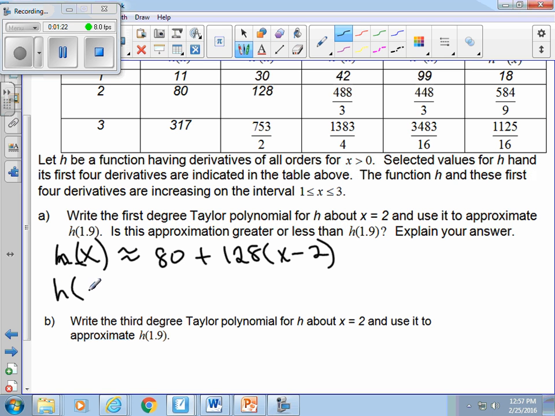H of 1.9 is approximately 80 plus 128 times negative 0.1. So it would be negative. Yeah, 1.9 minus 2. So it would be 80 minus, right, 12.8, which gives 67.2.